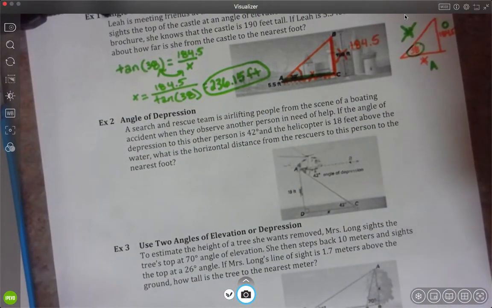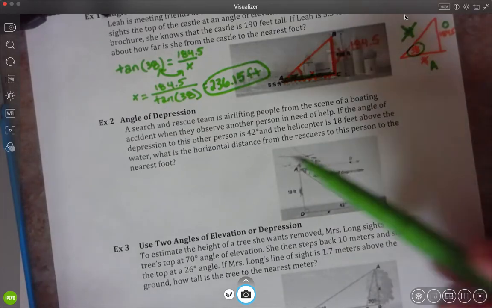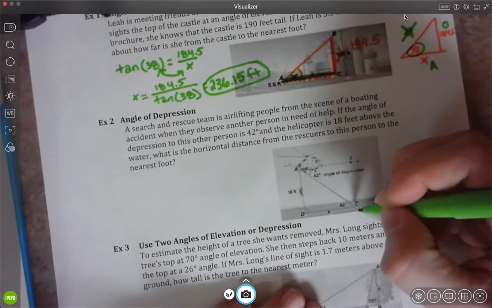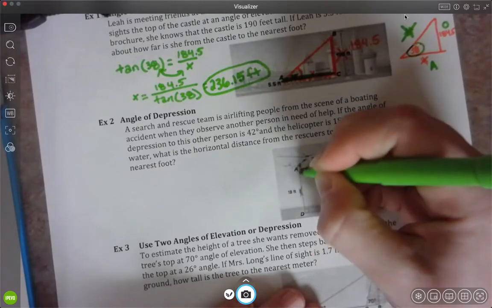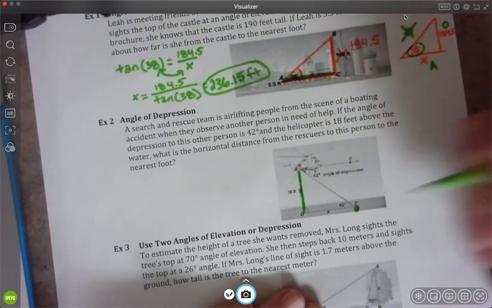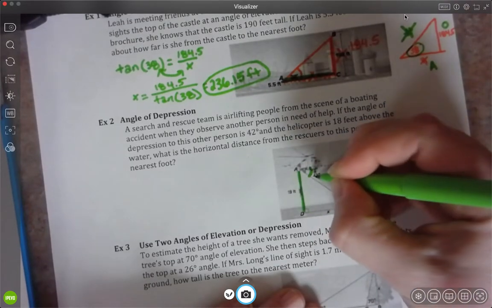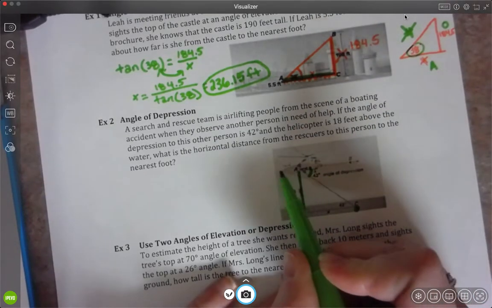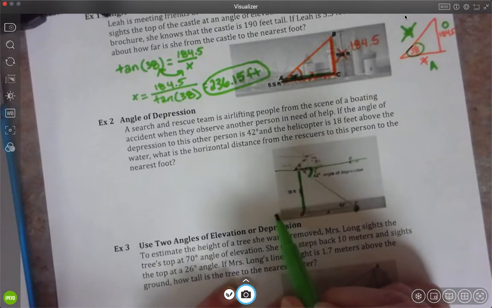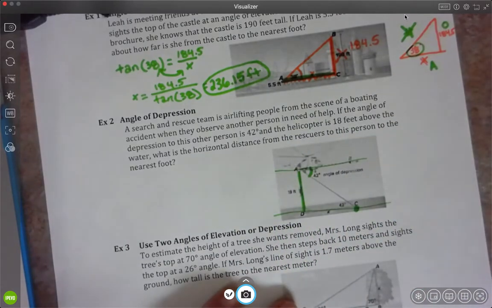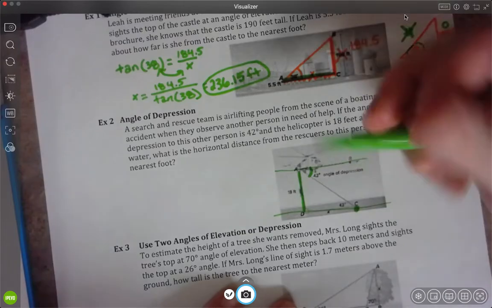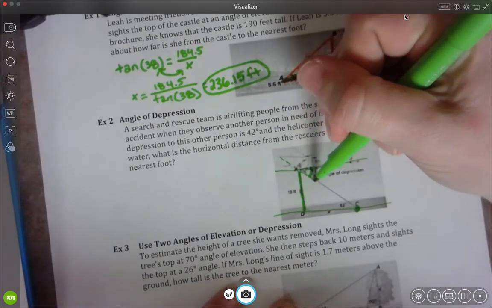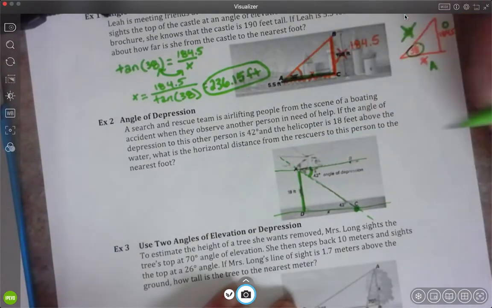So a search and rescue team is airlifting people from the scene of a boating accident when they observe another person in need of help. The angle of depression to the other person, so here's the person down here. They're saving this guy right here, okay? And then there's another person down here, and the angle of depression is 42 degrees, okay? Now, the way that this diagram is set up, if you see these two lines going on here, those guys are parallel lines. And then this line right here is kind of like a transversal that's going between them, okay?